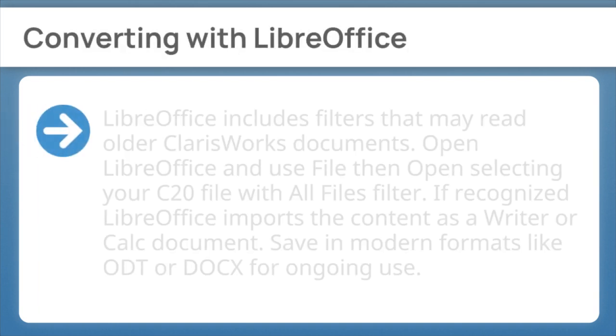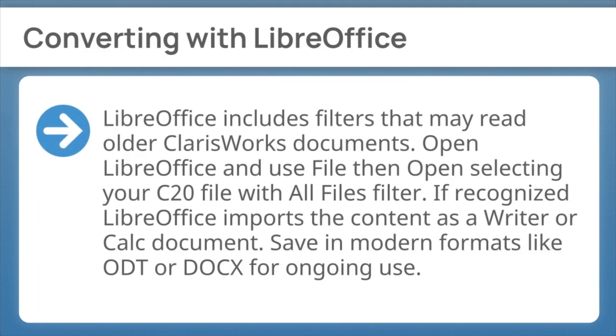AppleWorks reads the legacy ClarisWorks 2.0 format, preserving content for review and conversion. Next, converting with LibreOffice. LibreOffice includes filters that may read older ClarisWorks documents. Open LibreOffice and use File, then Open, selecting your C20 file with the All Files filter. If recognized, LibreOffice imports the content as a Writer or Calc document. Save in modern formats like ODT or DOCX for ongoing use.